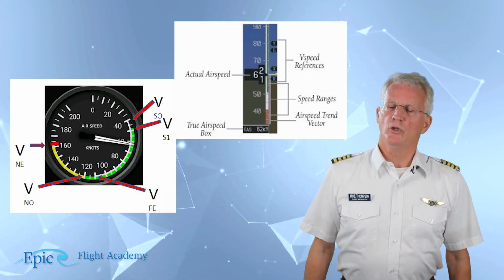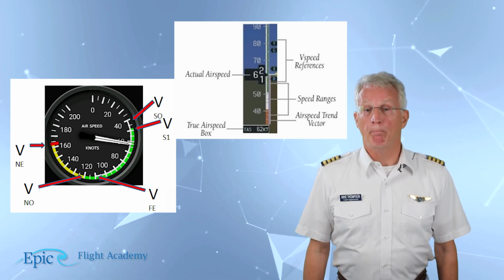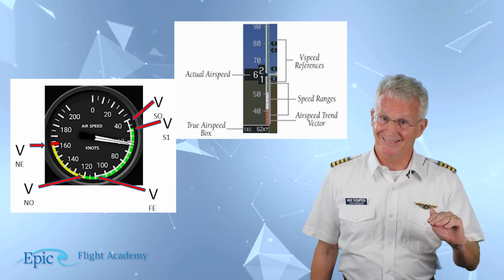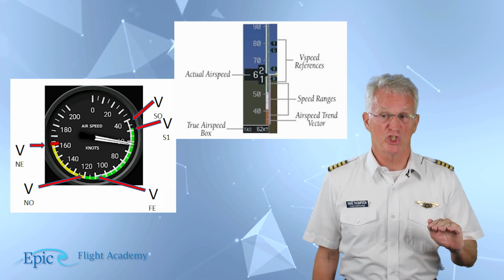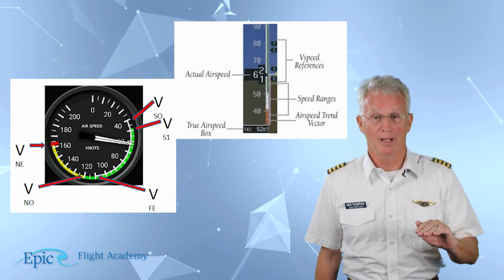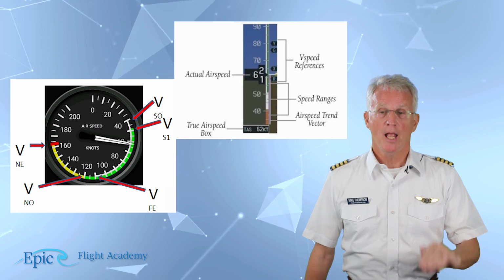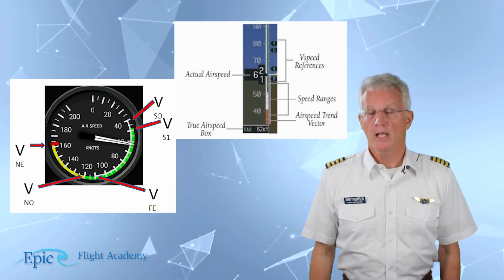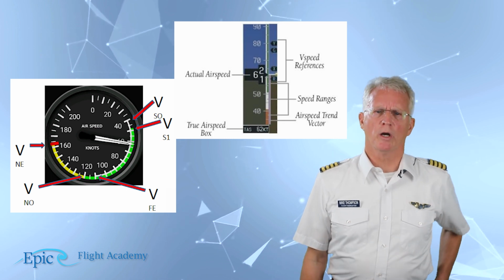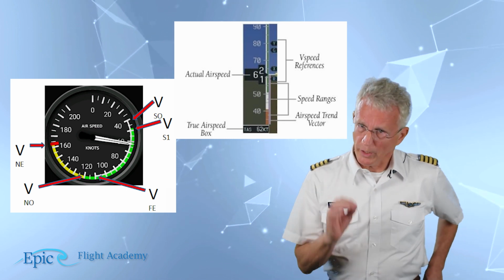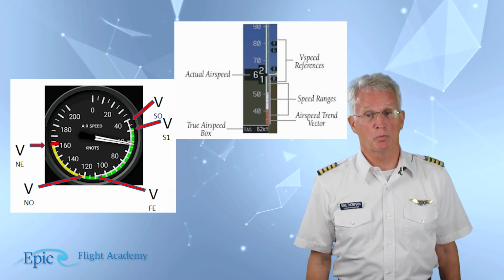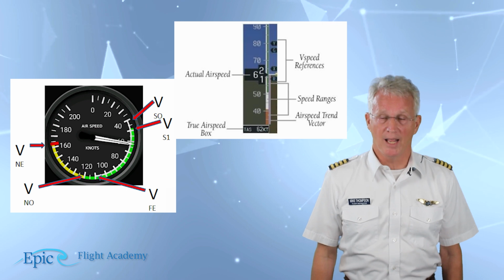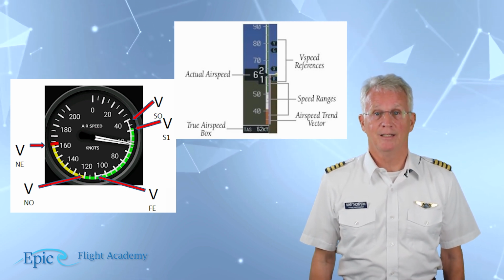The green arc is the normal operating range bordered by VS1 or VS at the most forward CG with flaps retracted at the low end, and by VNO at the high end. The yellow arc is the range where operations must be conducted with caution and only in smooth air. This arc is bordered by VNO and VNE.